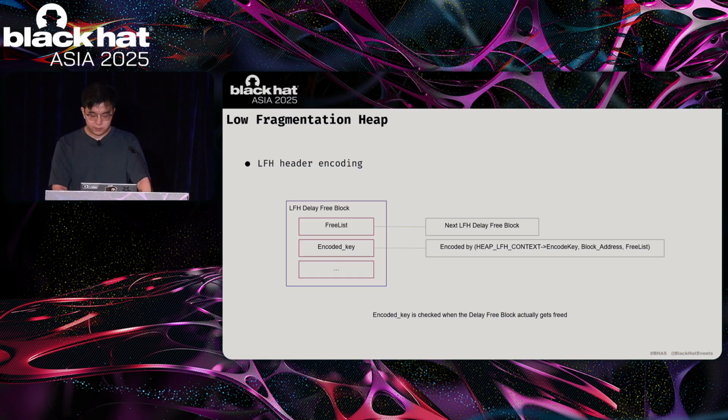So on the last page, we mentioned that delay-free blocks are linked into a list maintained in the subsegment header. This is implemented by reserving the first 16 bytes of each delay-free block as a header. This header includes a pointer to the next delay-free block along with an encoded key. The encoded key is computed based on the LFH context key, the block's address, and the free list value. When the delay-free timer expires and the block is finally freed, the key is checked to ensure that the delay-free header has not been tampered with.